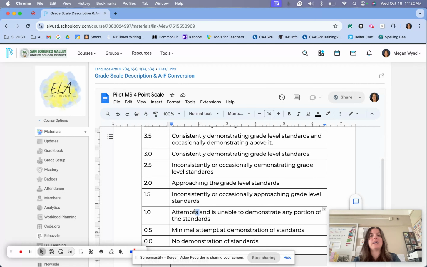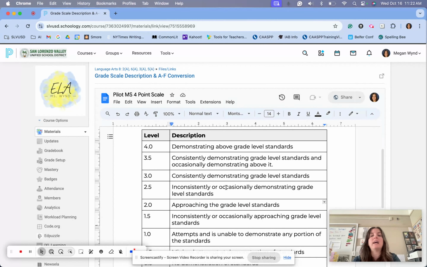A 1, they tried it. Like there is work that has been done, but they haven't demonstrated the ability to perform that skill that's being asked of them. 1.5, we're getting closer. Like sometimes they attempt and it doesn't work out. Sometimes they get close to grade level. A 2, we're getting closer to grade level. We're almost there.